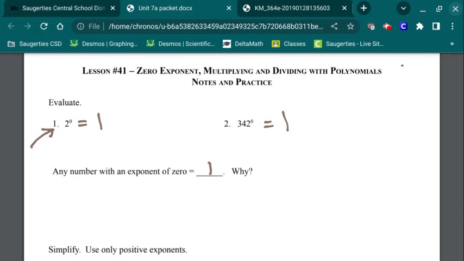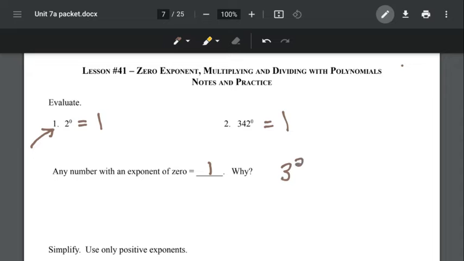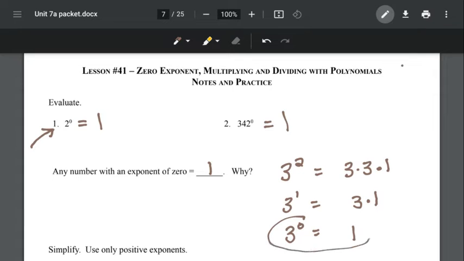So I'm just going to make up an example. Let's say we have 3 squared. That is equal to 3 times 3, okay, and you get 9. If we have 3 to the 1, that means you just have 1 3. If we have 3 to the 0, we don't have any 3s. But in every case, we can always multiply a number by 1, and it wouldn't change the value. So in this case, if we have an exponent of 0, it's always going to be a 1.